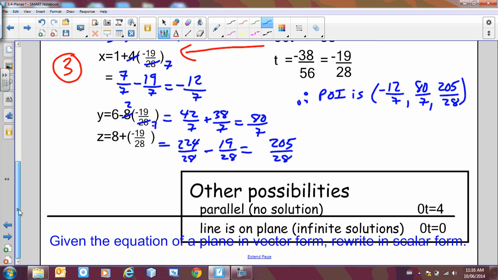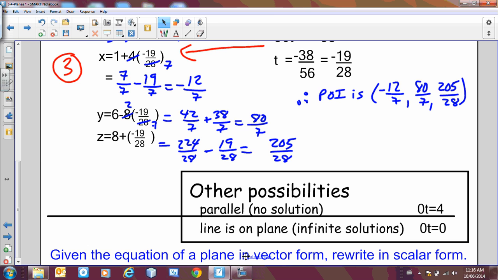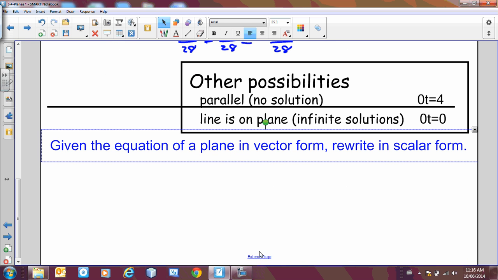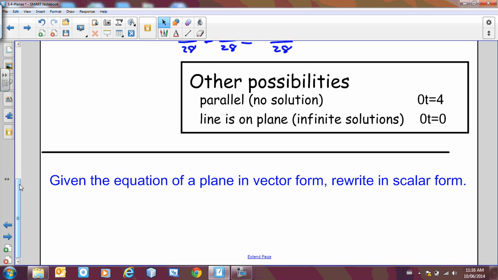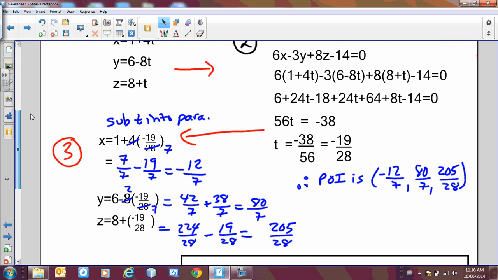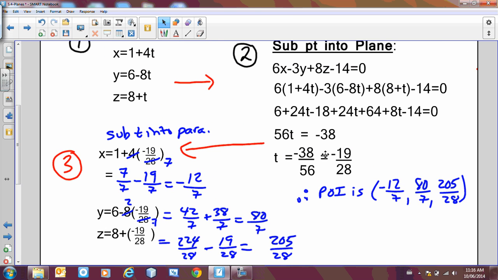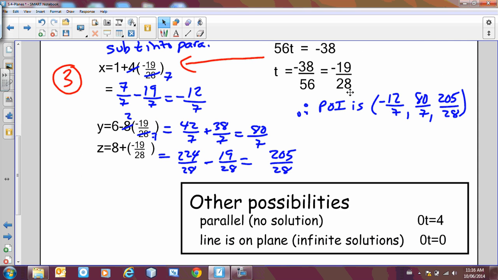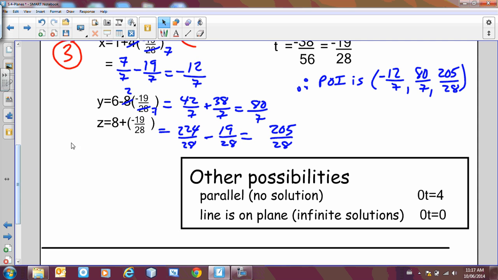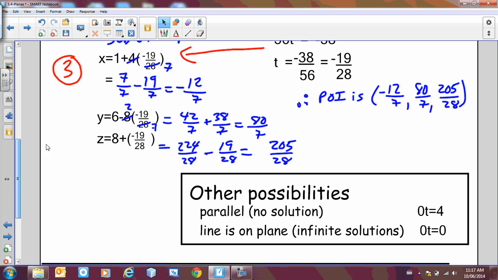Now, just a quick comment at the end here. The other two possibilities are, if I try to solve this, I'll go through the exact same process, and I'll get to the point where I don't get a nice number here. Now, you might argue that negative 19/28 is not a nice number. Of course, it has to be a nice number because it's a real number, and all numbers are nice.